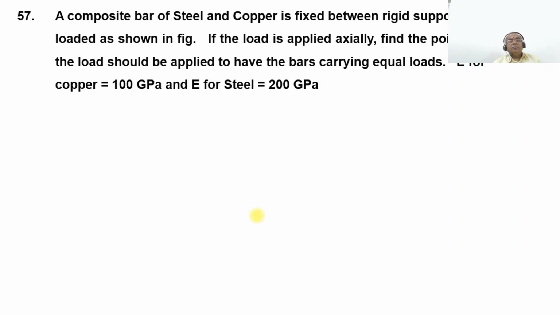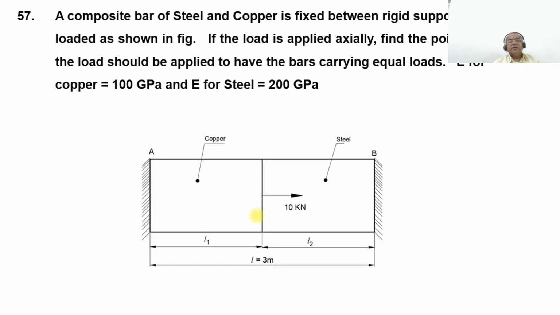So we will take up one more problem, problem number 57. A composite bar of steel and copper is fixed between two rigid supports and loaded as shown in the figure. So here, one is the steel and the other one is the copper, which is being fixed through the rigid supports, this is the rigid support at A and B.